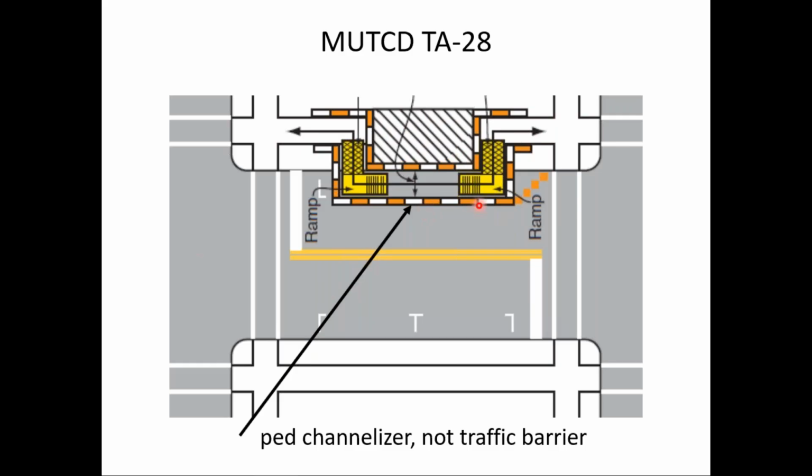And I like this version compared to the previous edition of the MUTCD because the previous edition didn't show the temporary ramps. It just showed detouring the pedestrians into the street, but didn't point out that there had to be a ramp to make that connection.